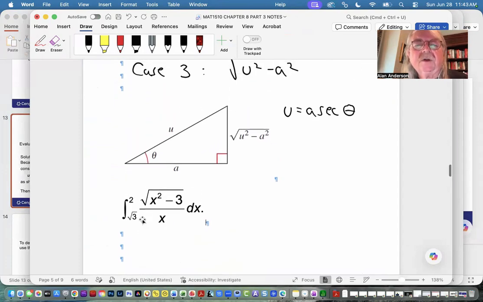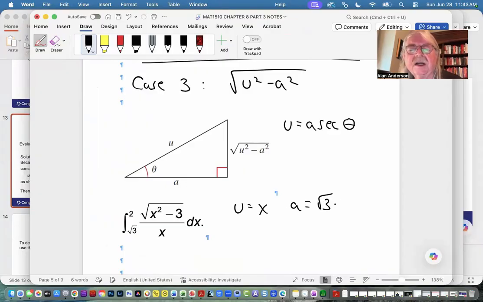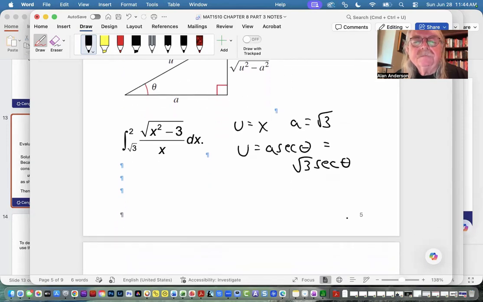All right, so first of all, God, they had to give us a very messy one, didn't they? If you want to use this case, u is x, and that's fine, but a is radical 3 because obviously that squared equals 3. And remember, they're asking us to replace this with a secant theta. That means that since x equals u, x equals radical 3 secant theta.